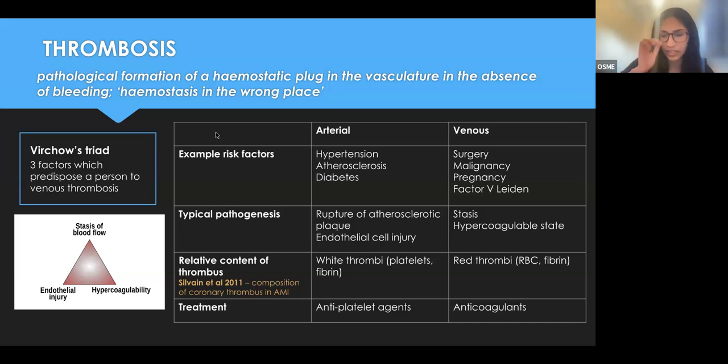Then if we look at the content of the thrombus, traditionally we think of arterial thrombus as a white thrombus, so it's mainly composed of platelets and fibrin. And venous thrombi are red because they contain a high proportion of red blood cells. But actually we can see that this classification isn't as relevant anymore in the clinic. And the paper that I've included there looked at thrombus inside the coronary arteries in myocardial infarction, and they found that the composition was actually really dependent on the ischemia time.